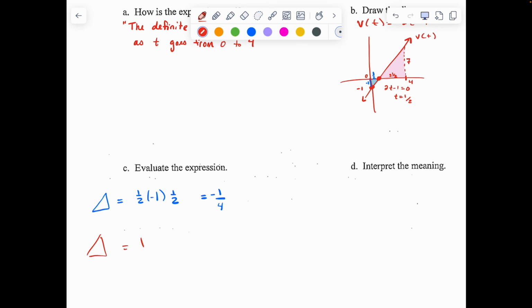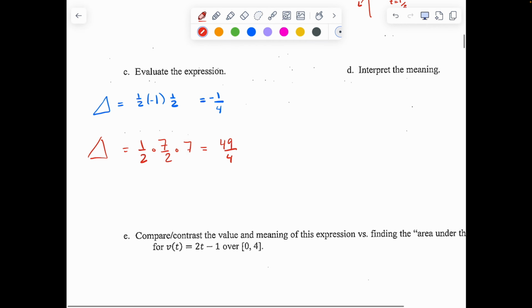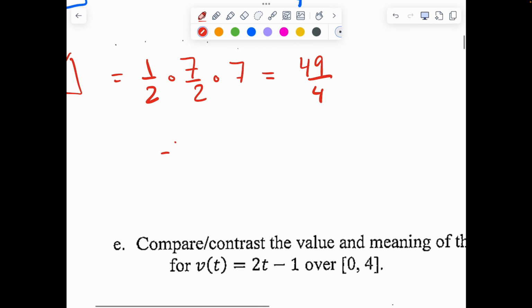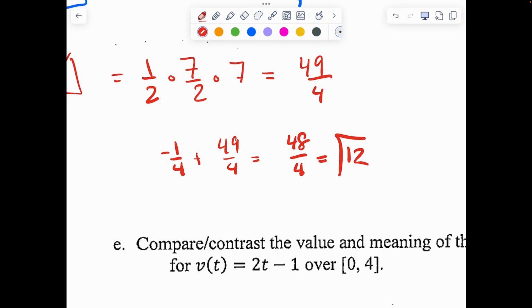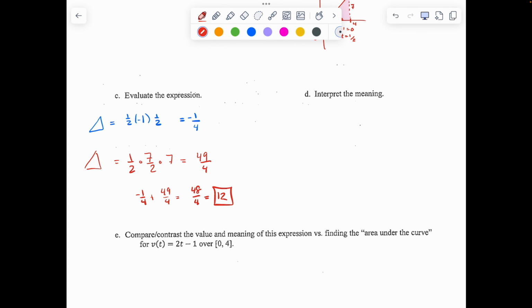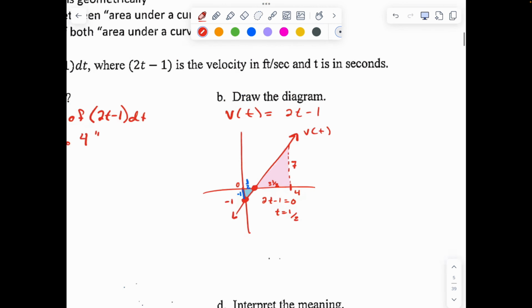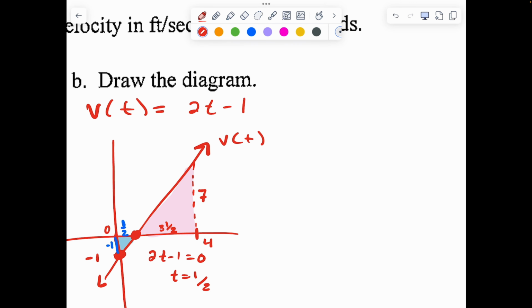So for this one, 1/2 base times height, 3 and 1/2 is actually 7/2, and the height was 7, so we end up with 49/4, and then the area, -1/4 plus 49/4 equals 48/4, or 12. We're literally finding the area of the two triangles. The one below the x-axis is negative, the one above the x-axis is positive, and we're adding them together.